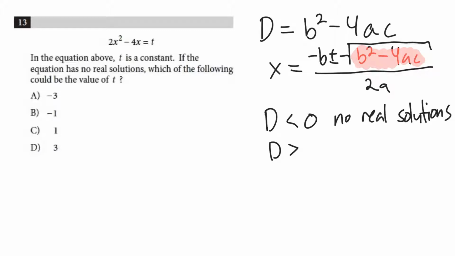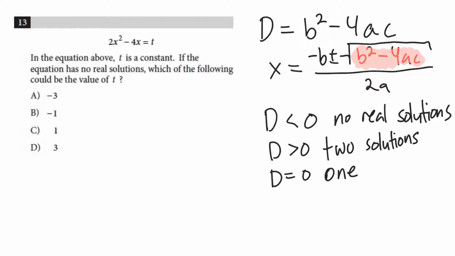If d is greater than 0, well, the square root of a positive number, there's going to be two possible solutions. It's going to be the positive and negative. So this is going to have two solutions. And if d equals 0, the square root of 0 is just 0, so there's only one solution in that case. One solution. So we're looking for when the discriminant has no real solutions, when the discriminant is less than 0.